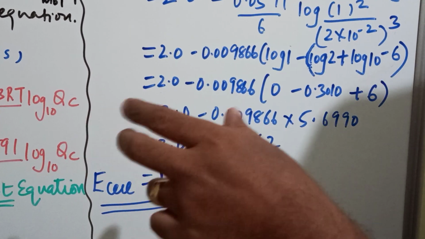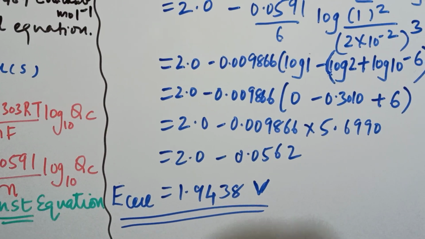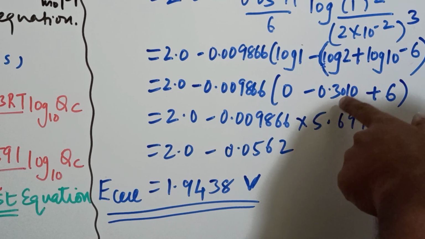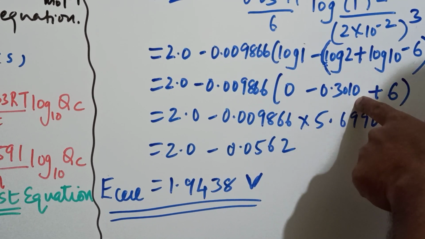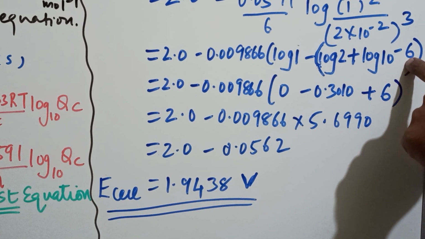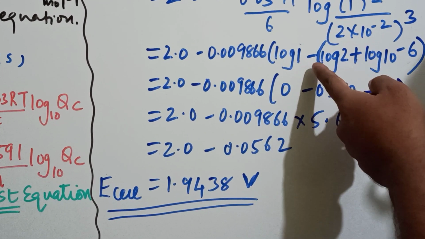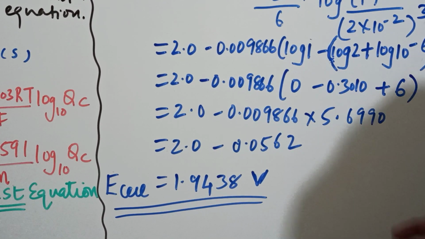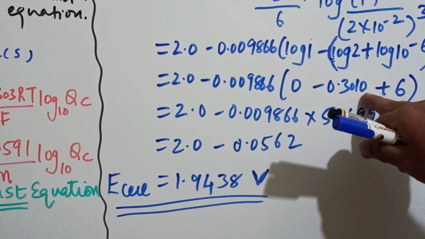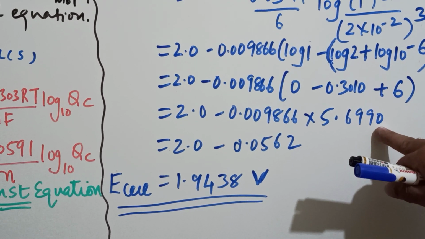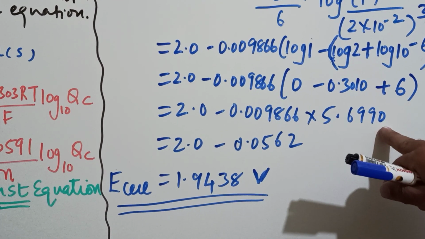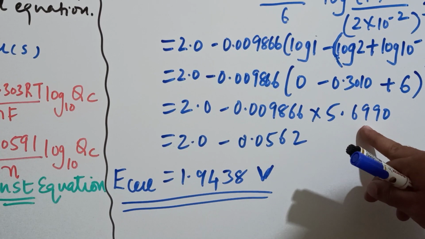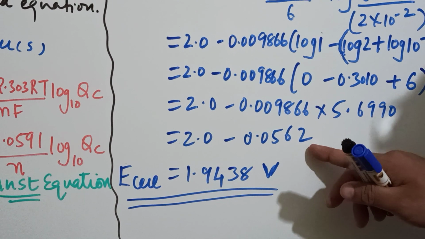Okay, if you see in the log table, the value for 2, that is 20, is 0.3010. Log of 10 raised to minus 6 will become again minus 6, but as this bracket is open, minus of minus 6 will become plus 6. Now 6 minus 0.3010 will be 5.6990. 5.6990 is multiplied by this value 0.009866. When these two are multiplied, you will get 0.0562.